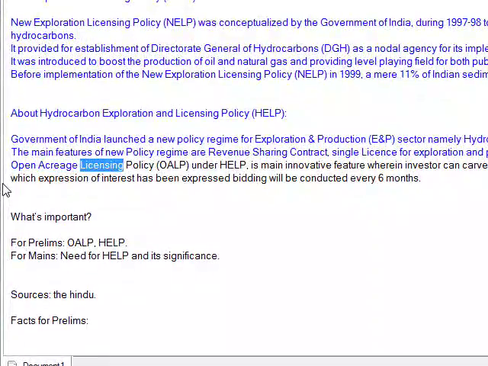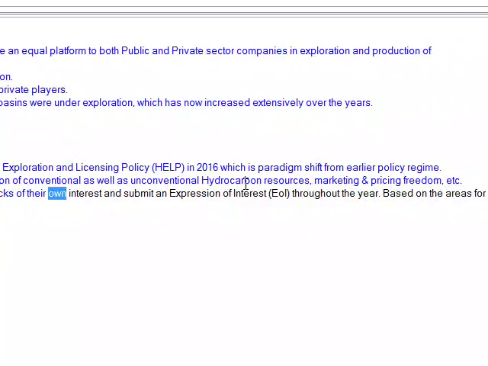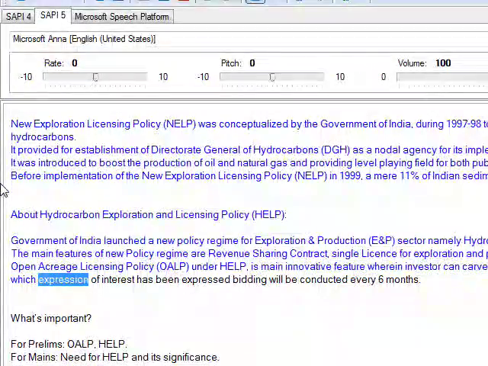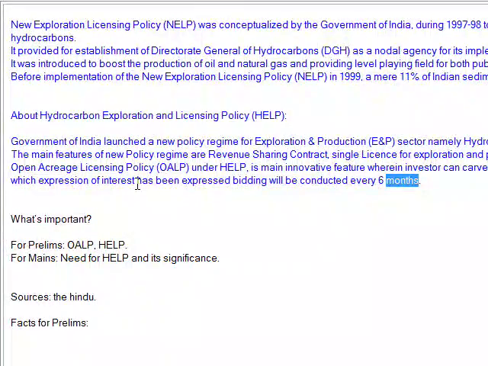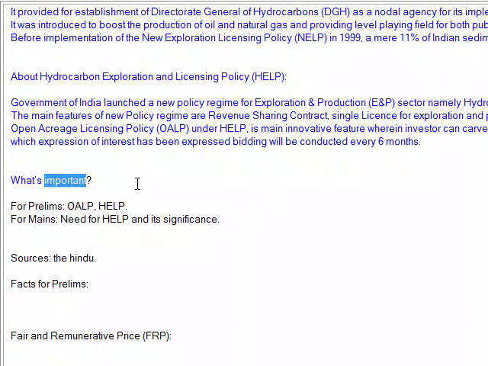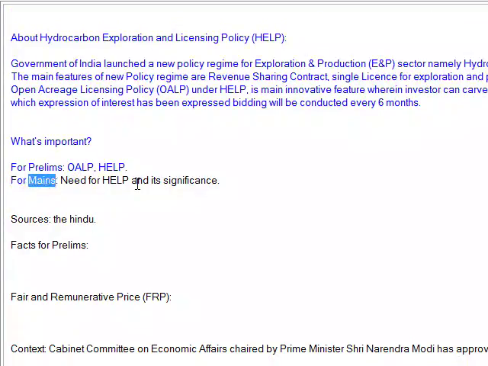Open acreage licensing policy OALP under HELP is the main innovative feature wherein investors can carve out blocks of their own interest and submit an expression of interest throughout the year. Based on the areas for which expression of interest has been expressed, bidding will be conducted every 6 months. What's important? For prelims, OALP, HELP. For mains, need for HELP and its significance.